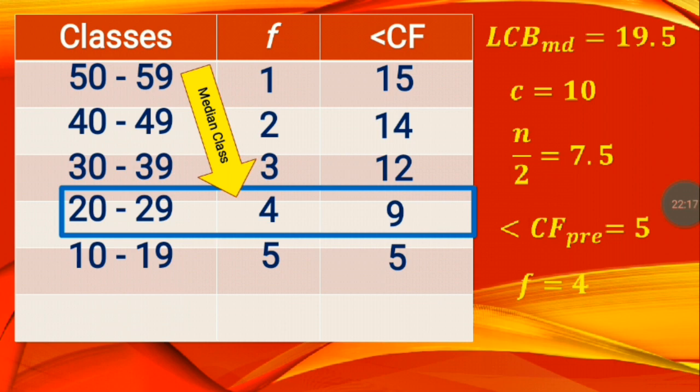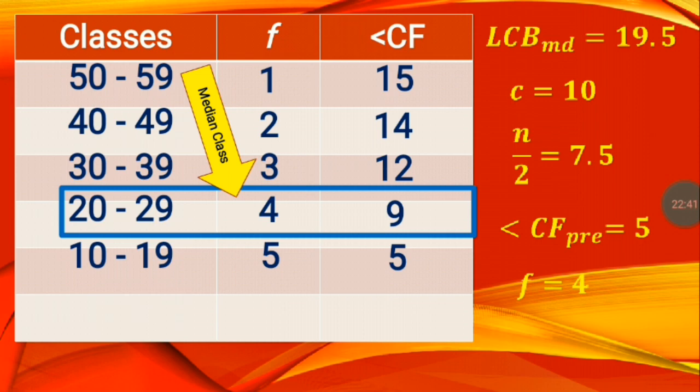So take a look at the classes. You have 20 to 29. If you count 20 to 29, that gives you 10. You include 20 in your counting. Okay? Then you also have the lower class boundary of the median class, which is 19.5.